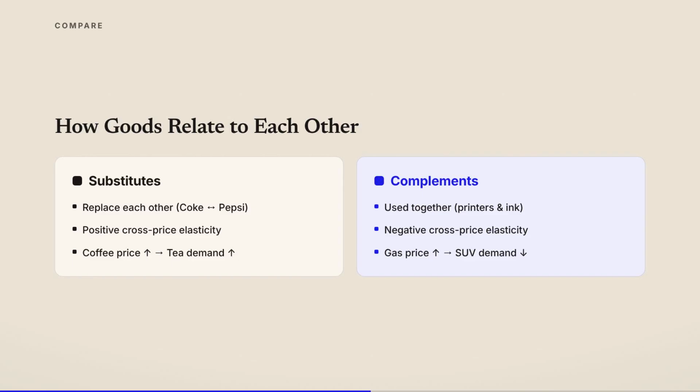Complementary goods are used together. When the price of printers drops, demand for ink cartridges rises. When gasoline prices spike, demand for large SUVs falls. These have negative cross-price elasticity. And independent goods, like paper and laundry detergent, barely affect each other at all. Understanding these relationships helps businesses predict how a price change will ripple through the market.